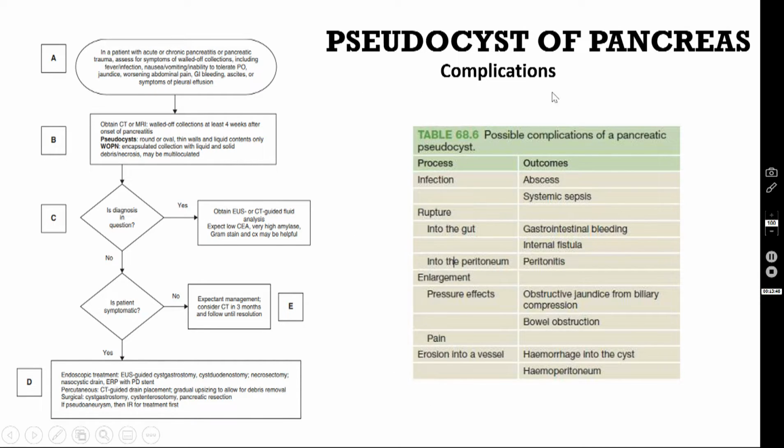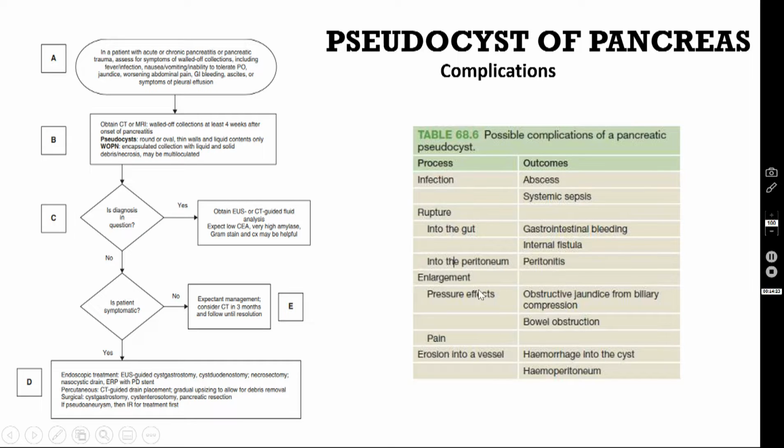So coming to the complications of the pseudocyst, if the cyst gets infected, it will go for pancreatic abscess, or eventually the patient may even land up with systemic sepsis with septic shock. If the cyst ruptures into the gut, the patient may go for gastrointestinal bleeding or internal fistula. If the cyst ruptures into the peritoneum, the patient will go for ascites and peritonitis.